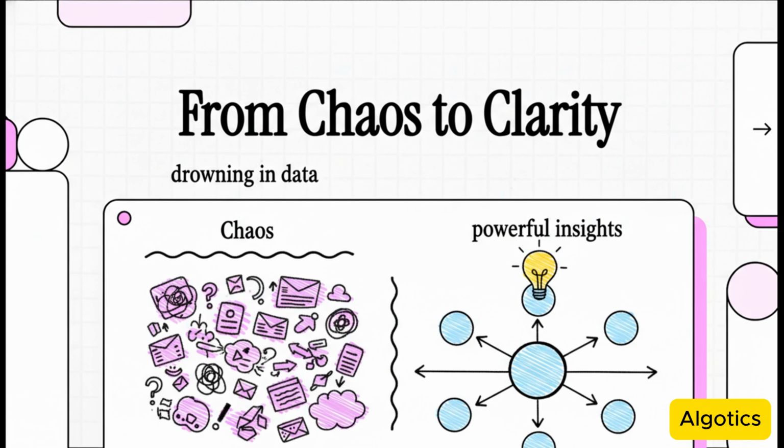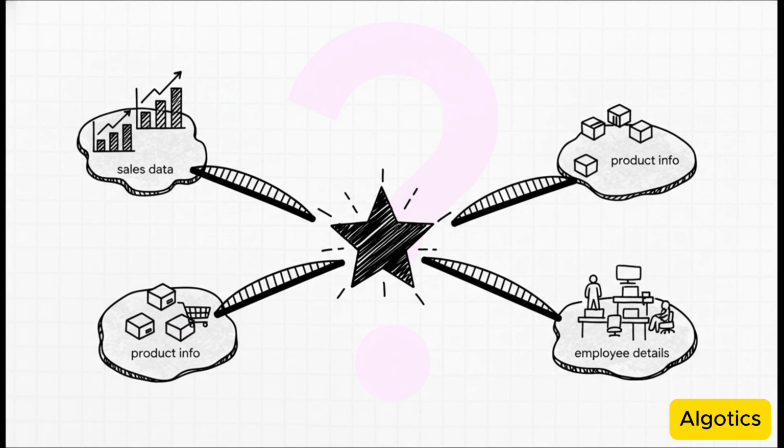Let's get into it. So here's the problem we all run into, right? You've got your sales data in one place, your product information in another, and maybe your employee details somewhere else entirely. They're all like these separate little islands of information. How in the world do you build bridges between them so you can actually see the whole picture?